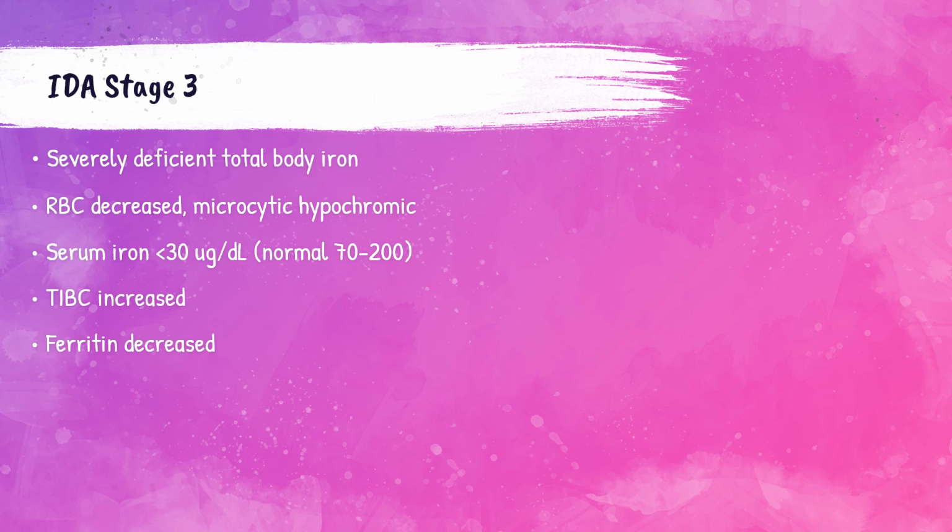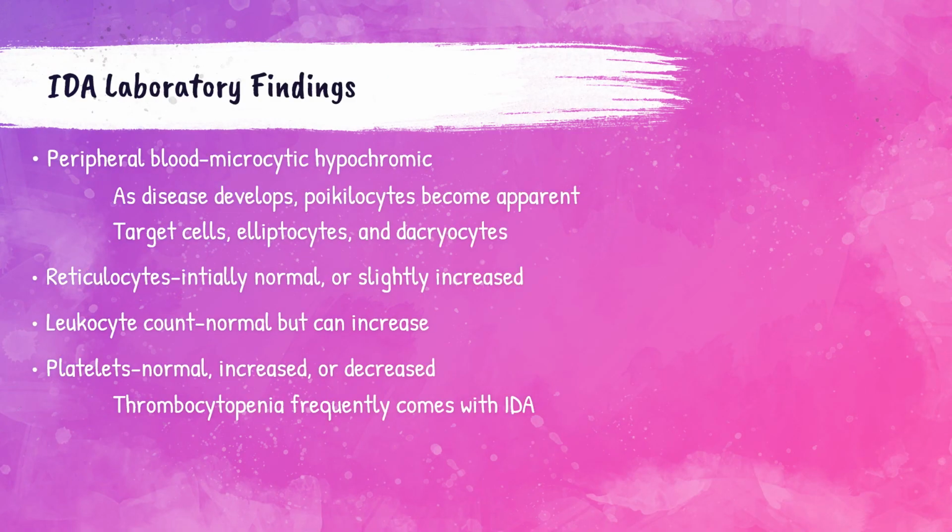And why would MCV be decreased in this case? Why would there be microcytes? Hemoglobin makes up cell volume. So if you decrease the amount of hemoglobin, which is happening here, you're going to have a smaller volume of red blood cell, and the cell is just going to be smaller. So again, microcytic hypochromic cells. As the IDA develops, you start to see poikilocytosis, which is an increase in abnormal red cell morphology. So frequently target cells, elliptocytes, and dacryocytes will be present. If you don't know what those are, go ahead and check out my red blood cell morphology lecture.